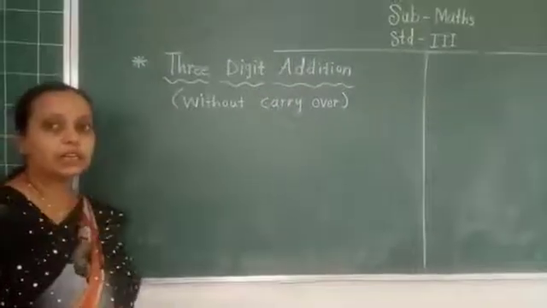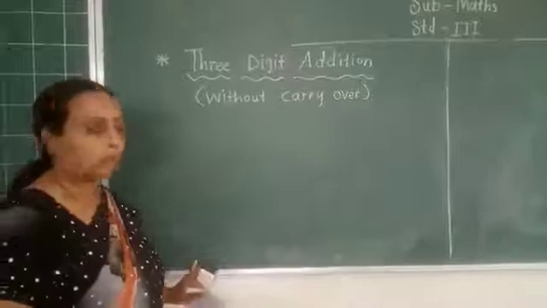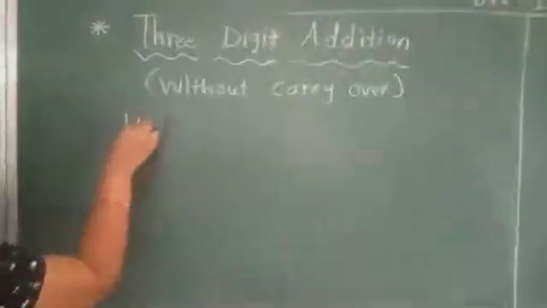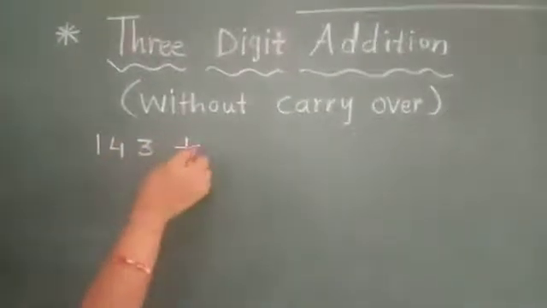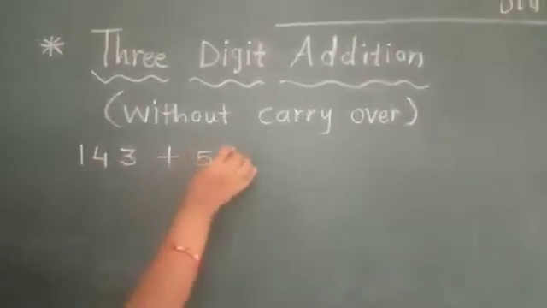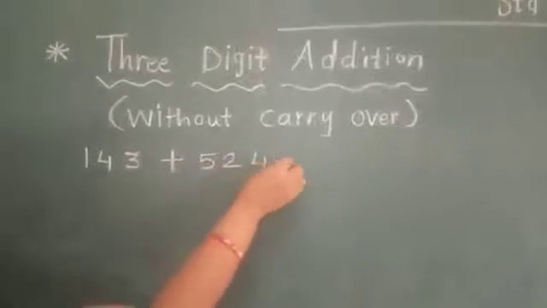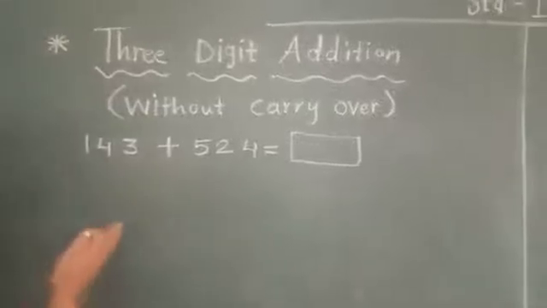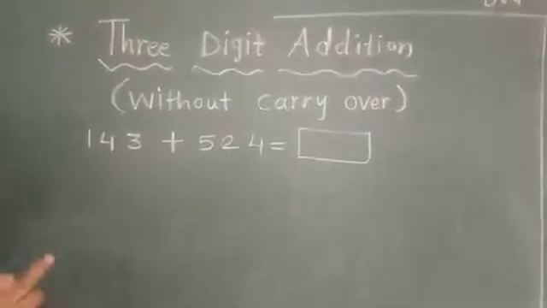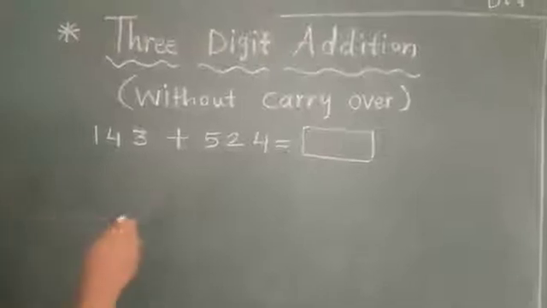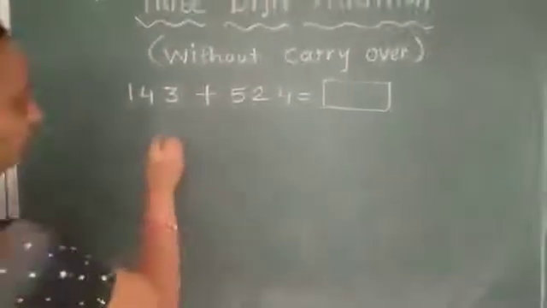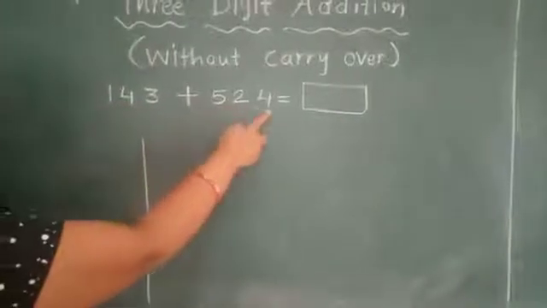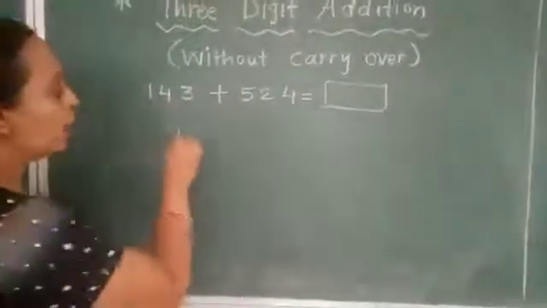Now we will see the example on the blackboard. Now look at the blackboard. Example is 143 plus 524. Now see, whenever like this example is coming, what we will do? We will make boxes first. See, how many numbers are there? 1, 2, 3. Then we have to make 3 boxes.